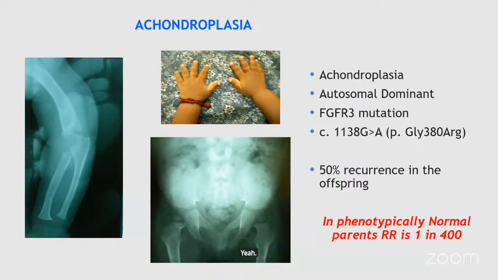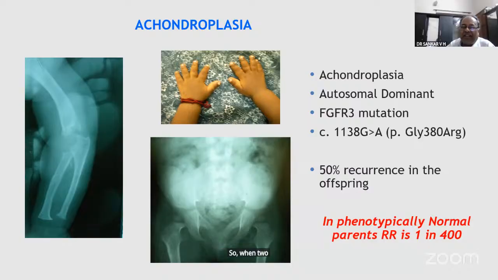So you can type in wrong answers also. That is okay. Participating in the class is important. So when two achondroplasia patients marry, what is the recurrence risk?